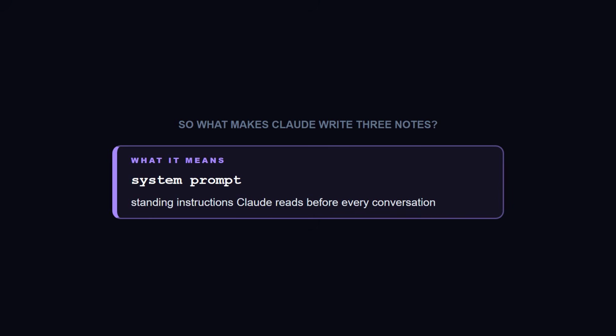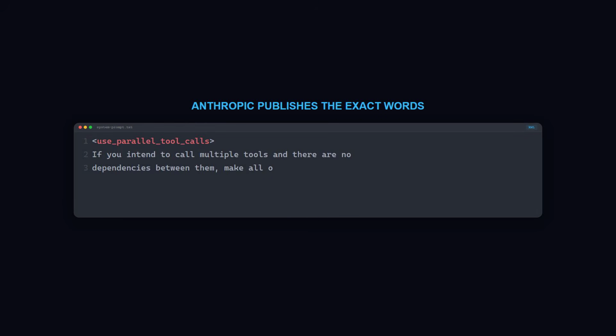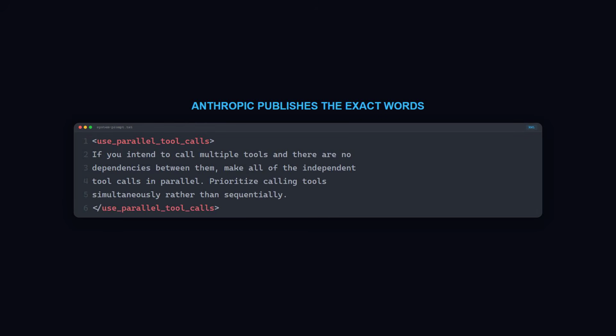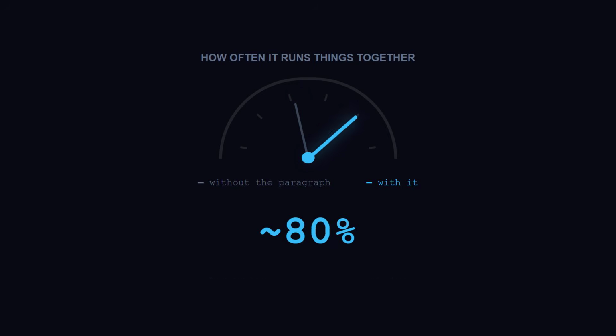This part genuinely surprised me. It's a paragraph of English. Anthropic publishes the exact words. You paste them into your system prompt. That's the standing instructions Claude reads before every single conversation. And the paragraph says roughly this. If you're doing several independent things, do them all at once, not one after another. That's the setting. That's it.